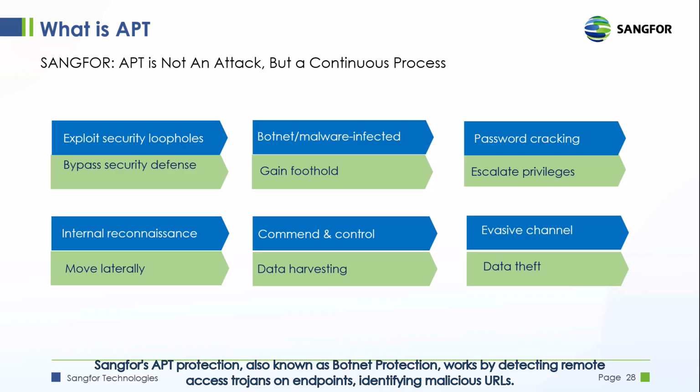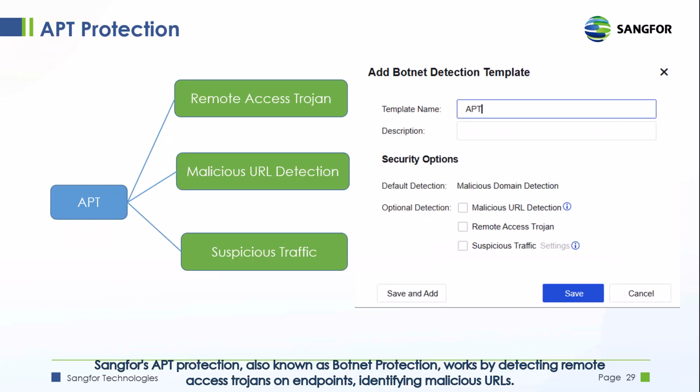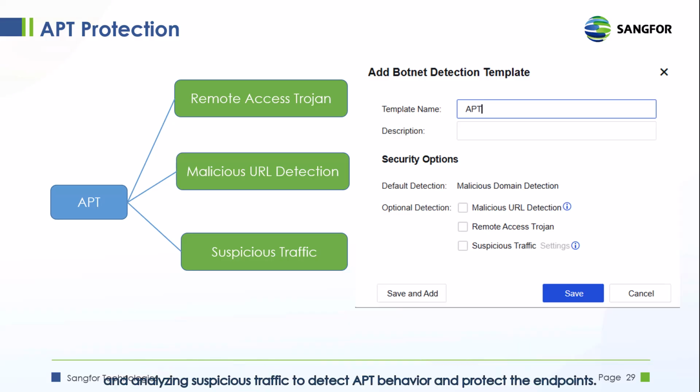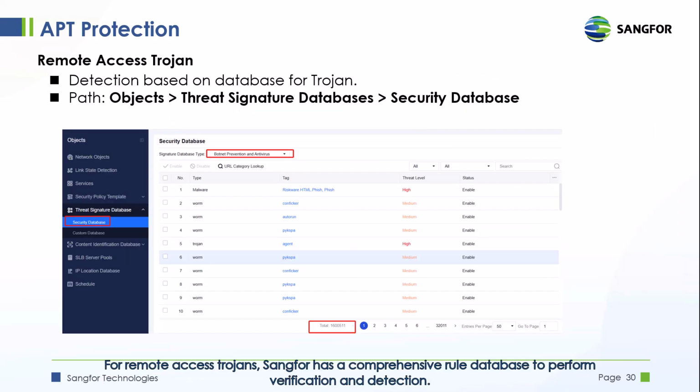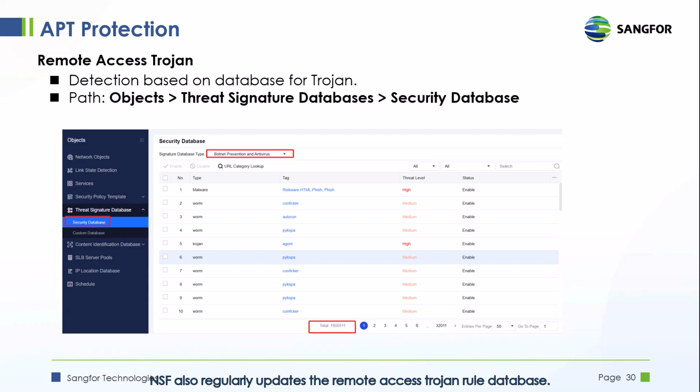SANGFOR's APT protection, also known as botnet protection, works by detecting remote access Trojans on endpoints, identifying malicious URLs, and analyzing suspicious traffic to detect APT behavior and protect the endpoints. For remote access Trojans, SANGFOR has a comprehensive rule database to perform verification and detection. The detailed path to the rule database can be found in the Objects module under Threat Signature Databases in NSF. NSF also regularly updates the Remote Access Trojan Rule database.